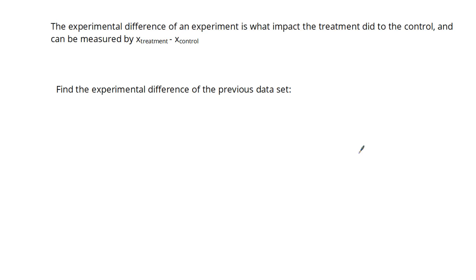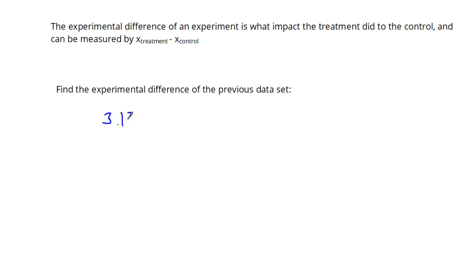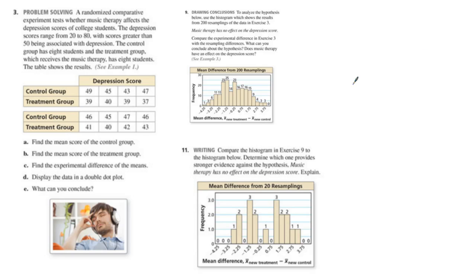So in order to do that for these types of experiments, you would calculate the experimental difference, which is the mean of the treatment minus the mean of the control. So if you go back here, you will see 3.125 minus 5.75 is minus 2.625, and this is your difference. So something got decreased in the data set. So we will go and work with these problems now in the book.